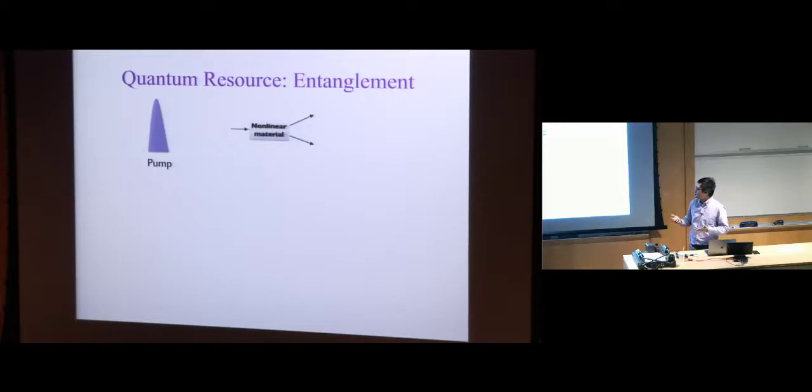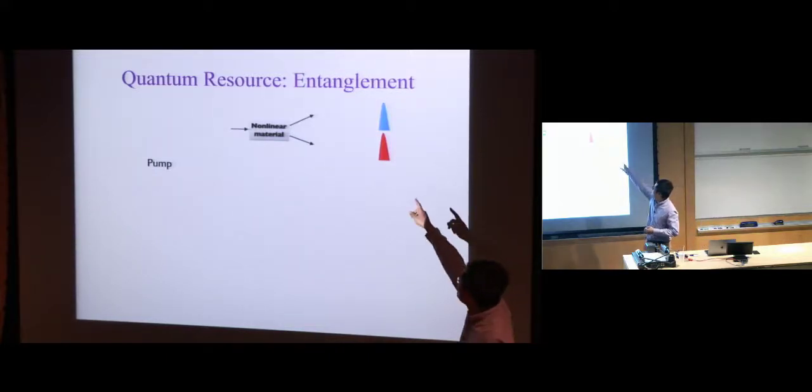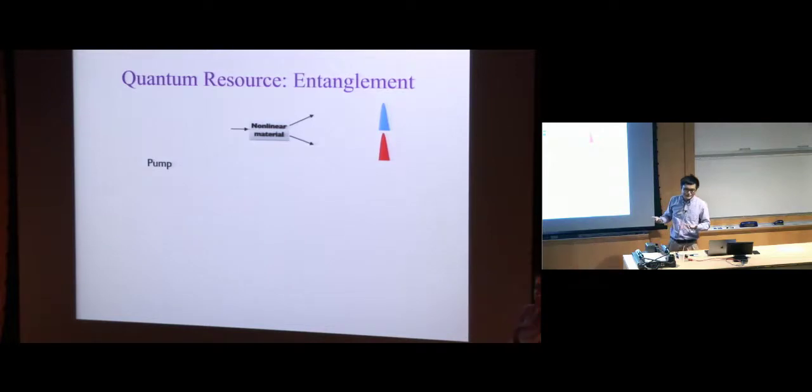So because the crystal is nonlinear, due to the nonlinearity, with a small probability, a pump photon, which has high energy, marked in purple, is going to be converted into a pair of photons. If one photon is blue detuned, the other photon must be red detuned, because of energy conservation: the sum of their energy should be equal to the original energy of the pump photon. In the meantime, you also observe that the two photons must be created at the same time.